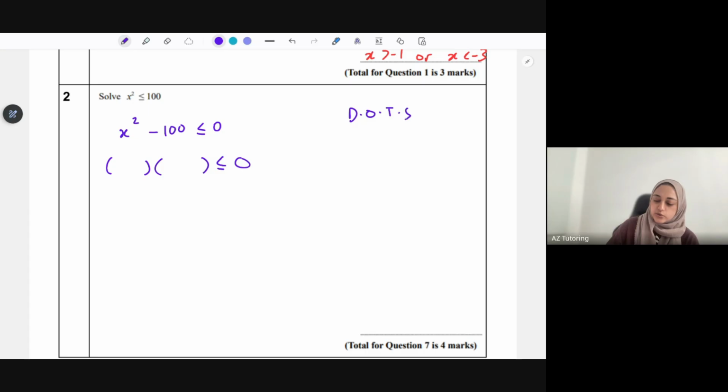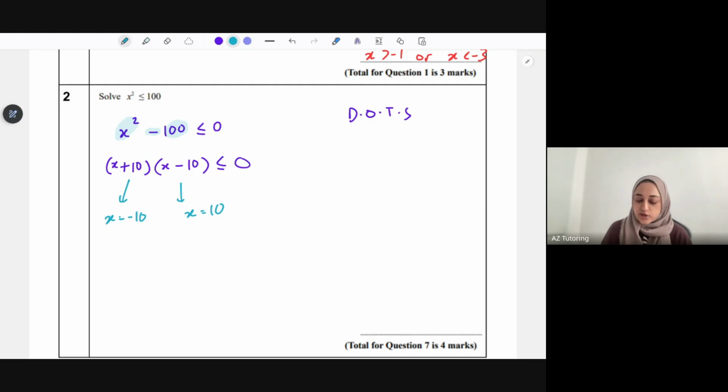Factorizing this, you should recognize this as difference of 2 squares, because x squared is a square number, 100 is 10 squared, and difference means we've got a minus. So the rule for that is the square root of x squared is just x. You put a plus in one, a minus in the other, and then the square root of 100 is 10. So two values are x equals -10 and x equals +10. So that's where it's crossing the x-axis.